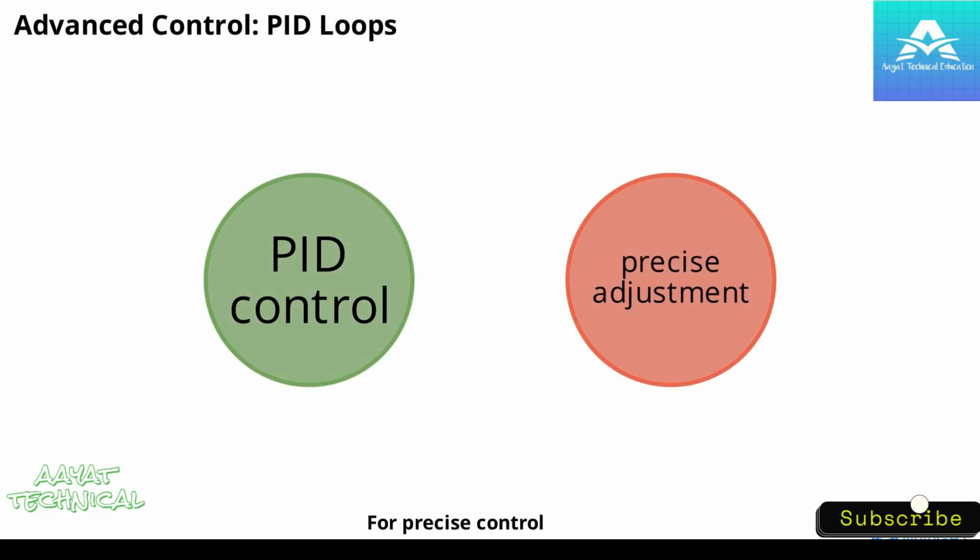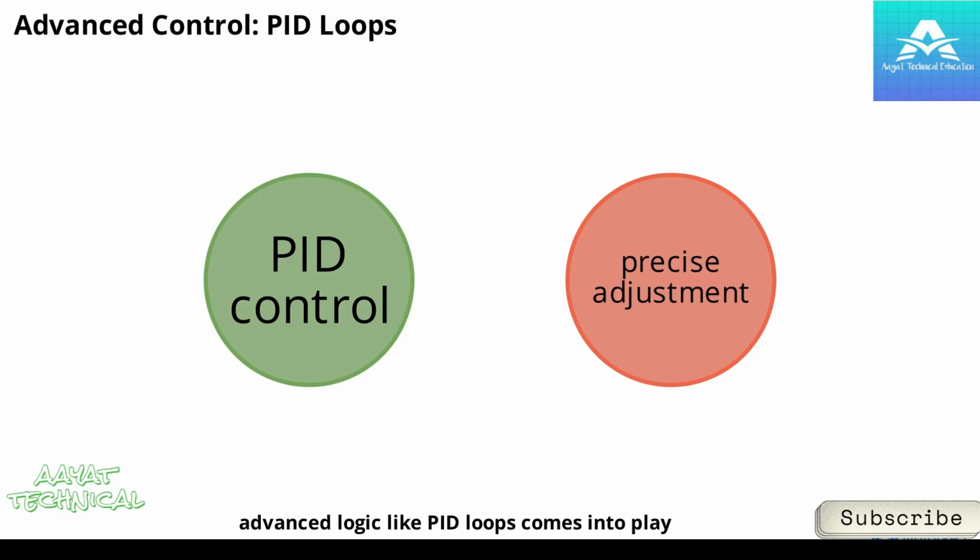For precise control, advanced logic like PID loops comes into play. PID stands for proportional integral derivative, and it's used to finely adjust systems like valves, dampers, or variable speed drives. The controller compares a set point, say 22 degrees C, to the actual value, and calculates an output to minimize the difference. Most BMS platforms offer built-in PID function blocks, making it easier to implement this sophisticated control. Mastering PID logic is essential for optimizing comfort and energy efficiency in modern buildings.